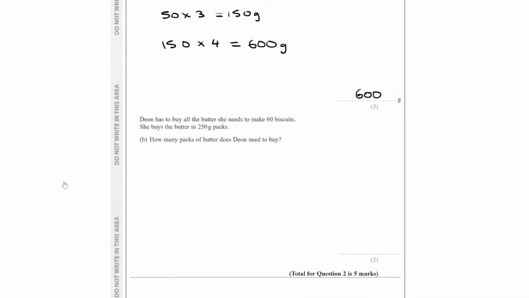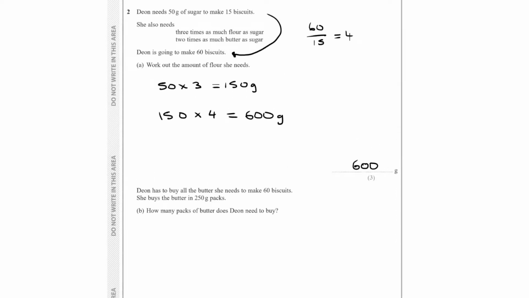Okay, part B, Dion has to buy all the butter she needs to make 60 biscuits. She buys the butter in packs of 250 grams. So we kind of need to do the same thing. The butter was 2 times as much as the sugar. So that would be 100 grams, but that's for 15 biscuits, isn't it? I also still want to know 60. So it would be 400 grams.